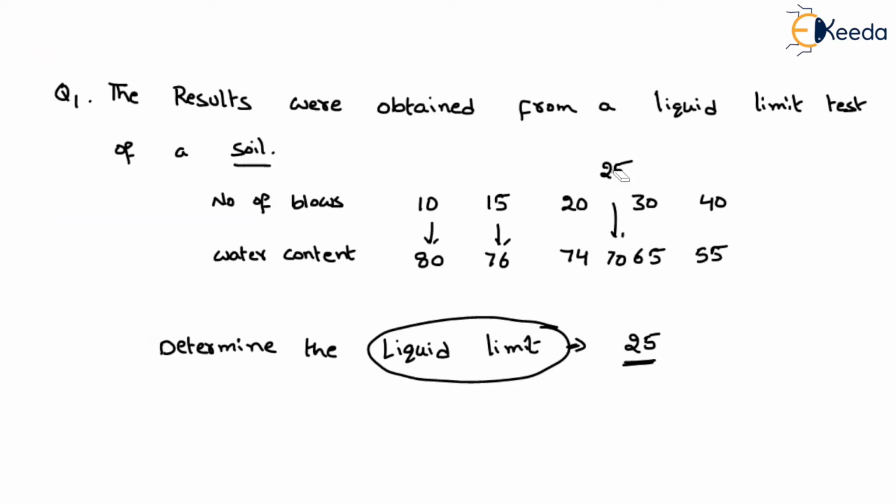But here, did they give the water content directly corresponding to 25 blows? No. So here, two things you have to understand. First, you have to find the water content corresponding to the number of blows 25. And the second thing is how you can find it out.